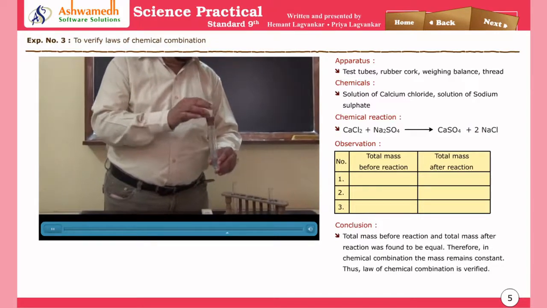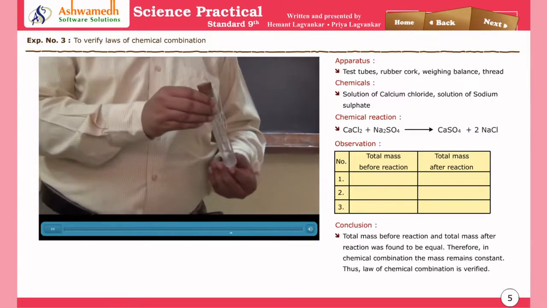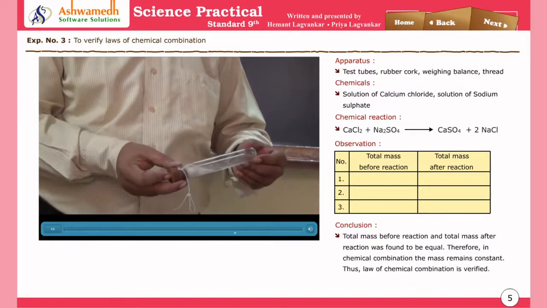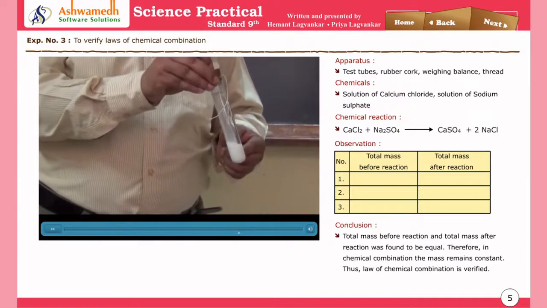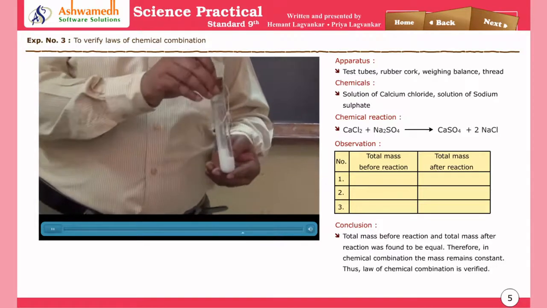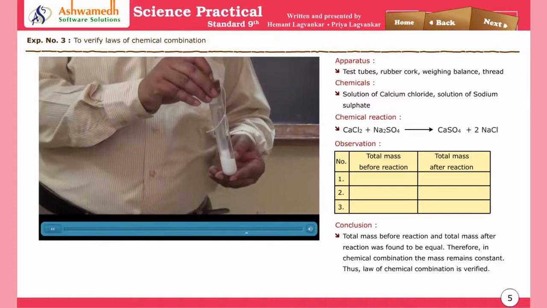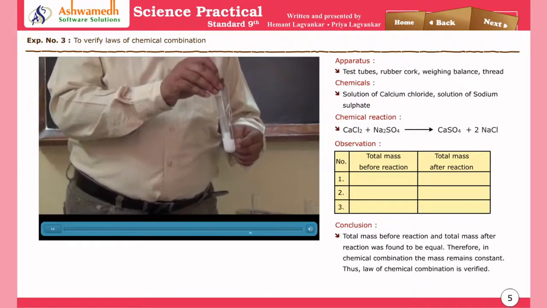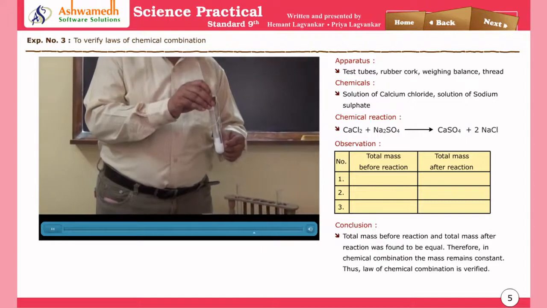and what we are going to do, we are now mixing these two solutions in each other. So we will just invert this bigger test tube, and you can see the solutions are getting mixed. As soon as they get mixed, the solution is turning milky. So the reaction takes place between these two solutions. One solution is calcium chloride, the other solution is sodium sulfate, and they react with each other and you get a kind of white precipitate. Here you can see this white precipitate is of calcium sulfate.